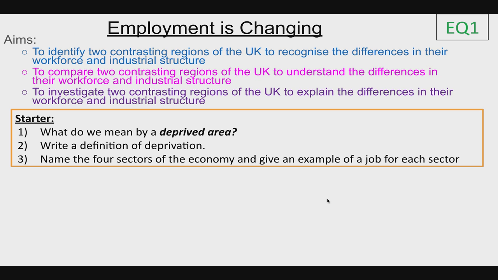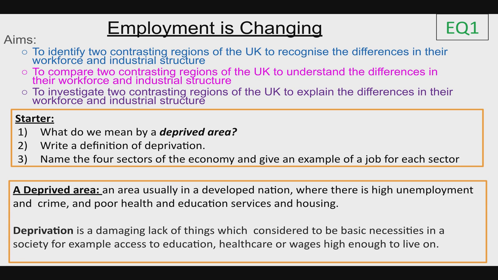A deprived area is usually in a developed nation. In this particular context, we're talking about deprivation in the UK. It's an area where there's high unemployment and high crime, and possibly or probably poor health and education services, lack of access to housing, perhaps the housing is unaffordable.